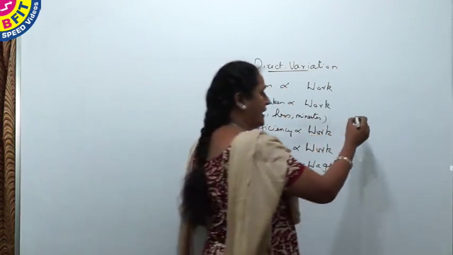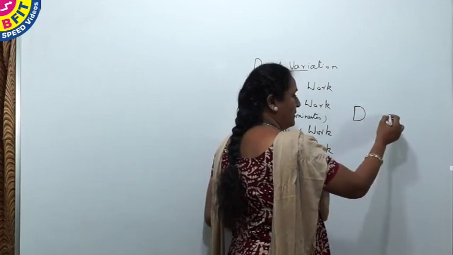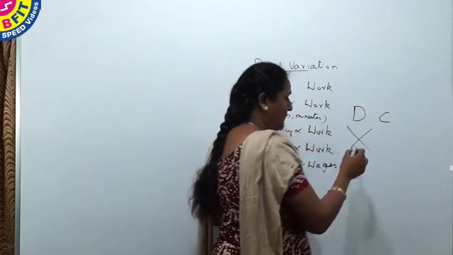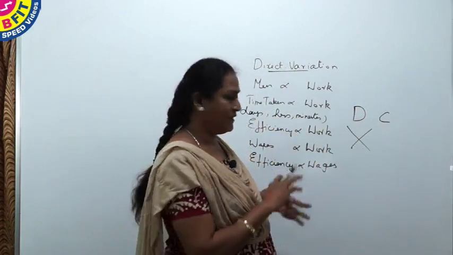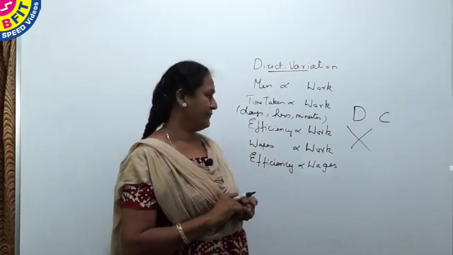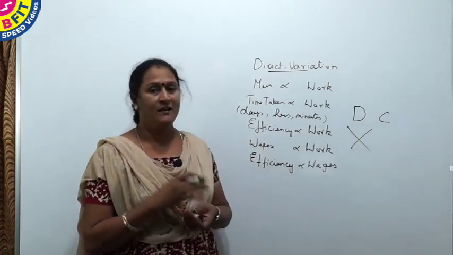Whenever it is direct variation, remember this letter C for cross products. So cross multiply, equate the products and find whatever is asked. Now we'll see the next concept.